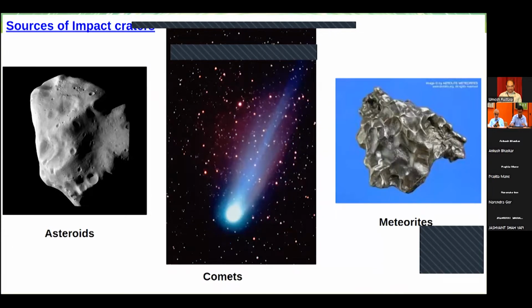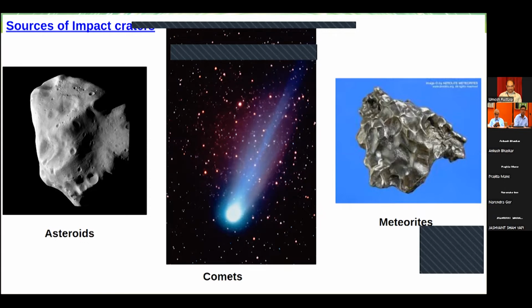And what are the sources of these impact craters? They form due to asteroids, comets, or meteorites. These are the main sources coming from space and impacting the planet. Fortunately, Earth has a thick atmosphere which filters out a lot of small objects, and even a bigger object gets scattered or decelerated, so somewhat it reduces their impact.